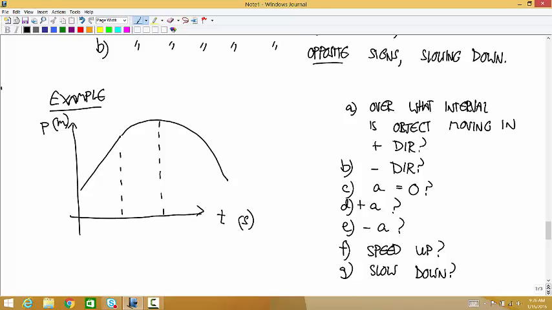Over what interval is it moving in the positive direction? Yeah, right, until the second dotted line, so I guess I'll do it like this. So that's that red interval. When is it moving in the negative direction? Yeah, the rest of it.